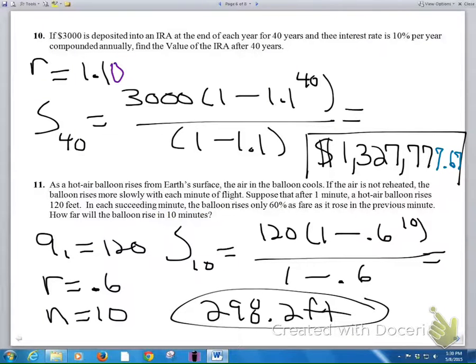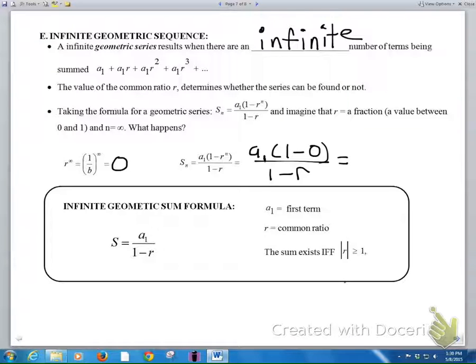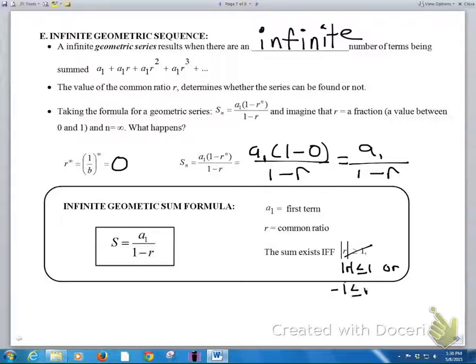Okay, moving on to the infinite sum. So an infinite sum goes on forever. And when you raise 1 over any number to infinity, that number is going to be 0. So 1 over 5 to the 100 is almost 0. So that's why, in this formula, the portion 1 minus r to the n becomes 0. So this only works when, that was a mistake there, so please write in the right thing, the absolute value of r is less than 1, or r is between -1 and 1.